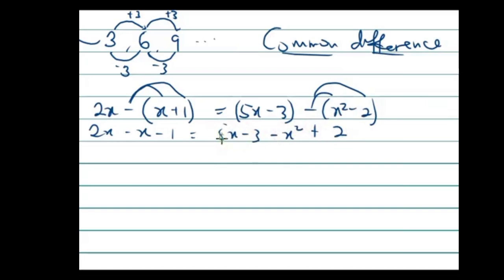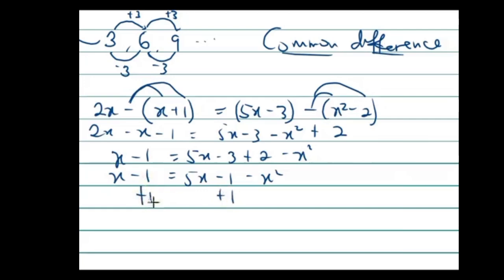What can I do? I can simplify this equation. 2x minus x will give us x. So we have x minus 1 is equal to 5x minus 3, then I'll bring the 2 plus 2 minus x squared. I can also simplify this. This will give us 5x minus 3 plus 2, which gives minus 1, minus x squared. Let's bring x minus 1 on this side. If we add 1 on both sides, we get 0, so negative 1 is off. So we are left with x is equal to 5x minus x squared.